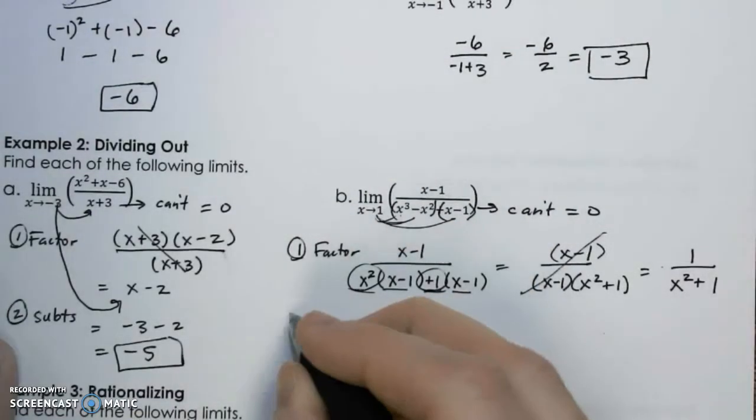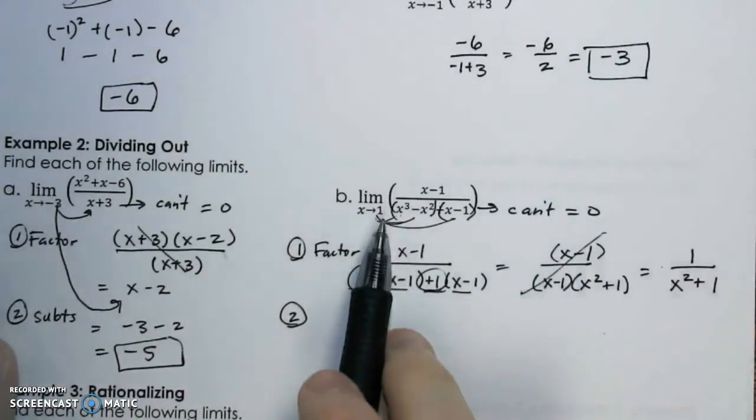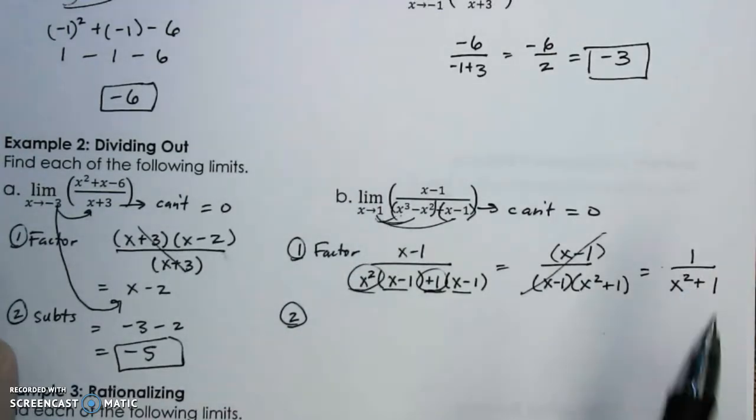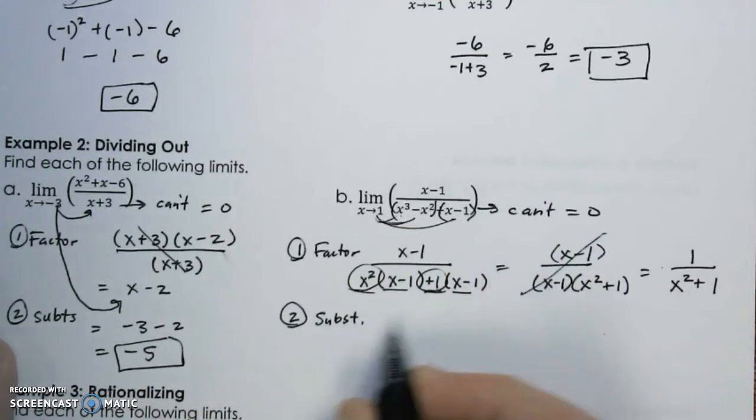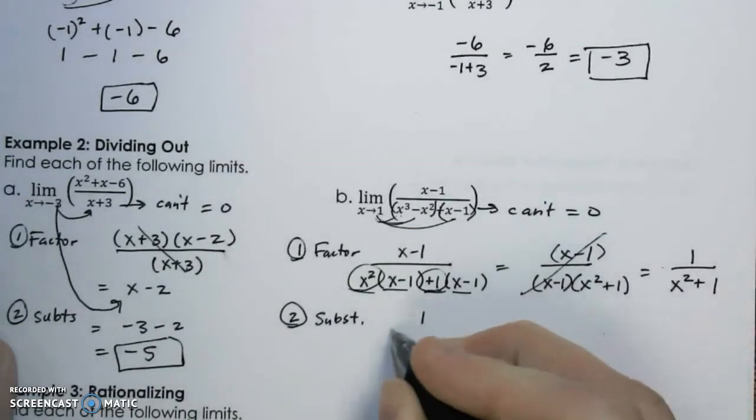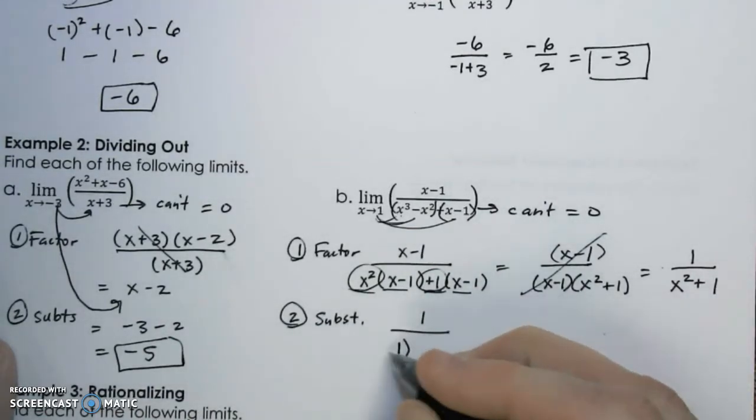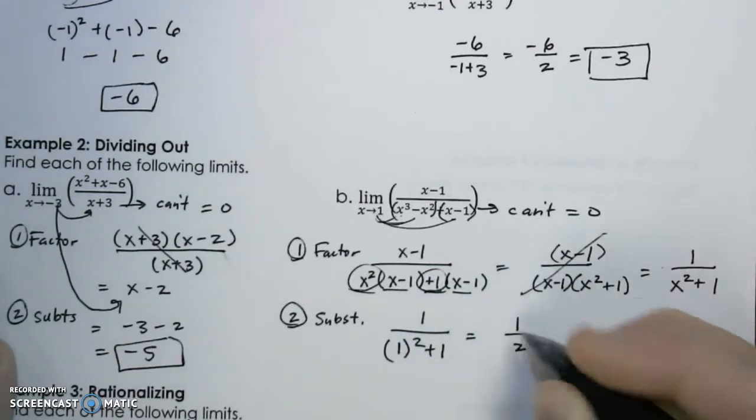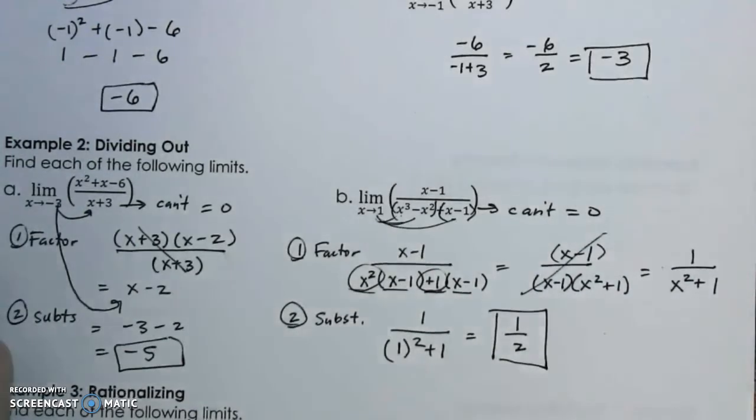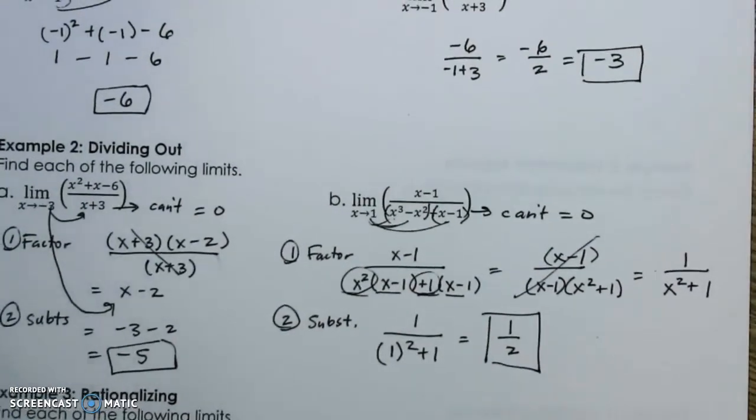So to figure out if I've gotten rid of it, now we plug the 1 back in to our new equation and see. So we're going to substitute in 1 into the new equation that we've created, the new factored equation. And I end up getting 1/2. And so I got an answer. I didn't get 0 in the bottom, so that is my limit.